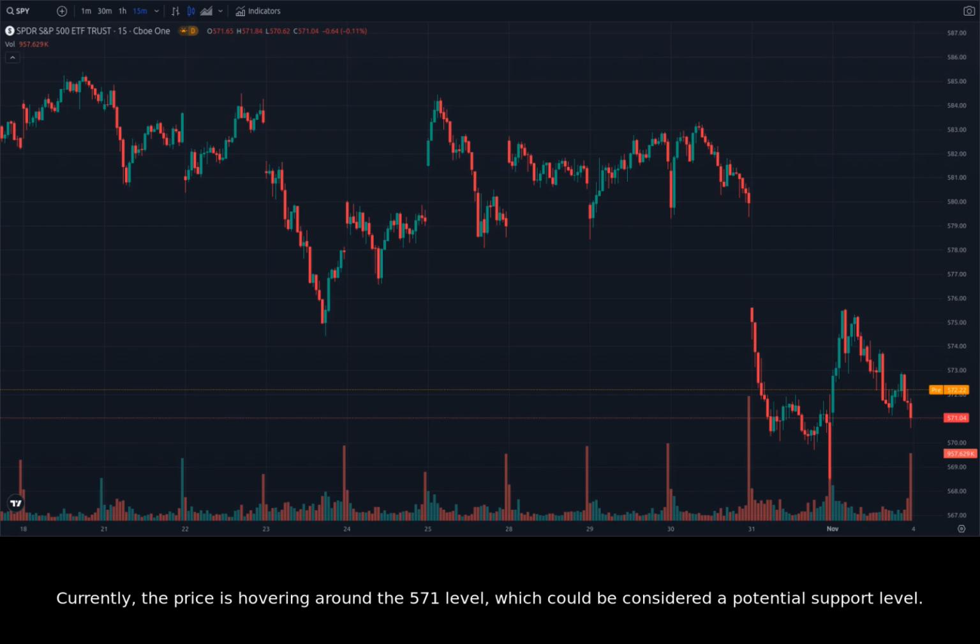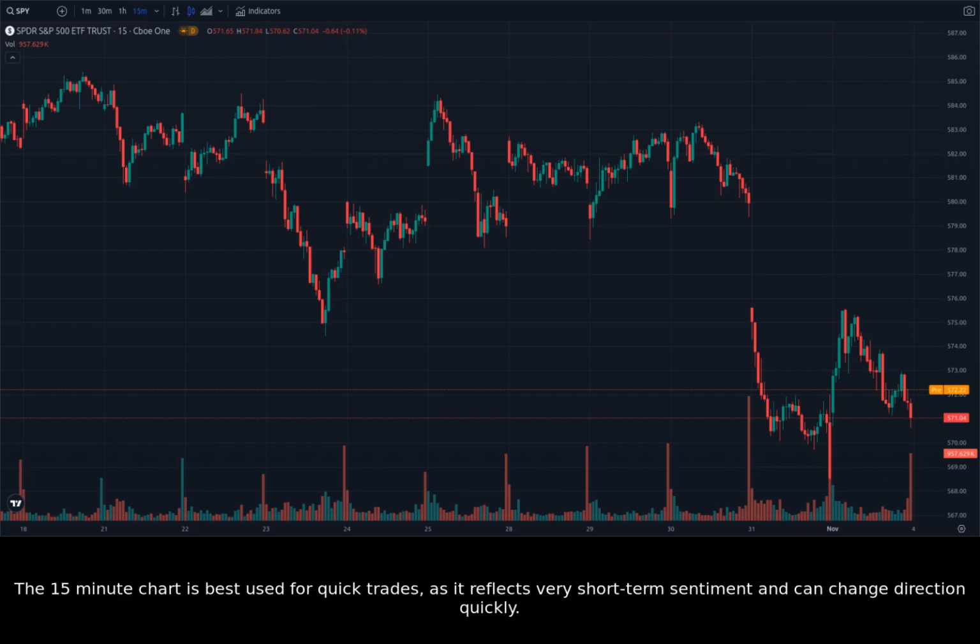Currently, the price is hovering around the 571 level, which could be considered a potential support level. A break below this level could trigger a short-term decline, while a break above it could indicate a short-term rally. The 15-minute chart is best used for quick trades, as it reflects very short-term sentiment and can change direction quickly.